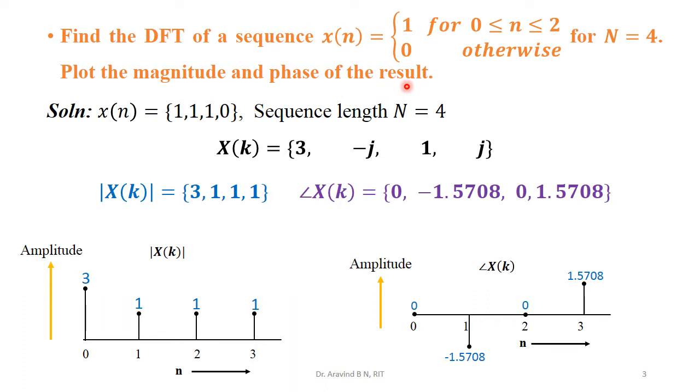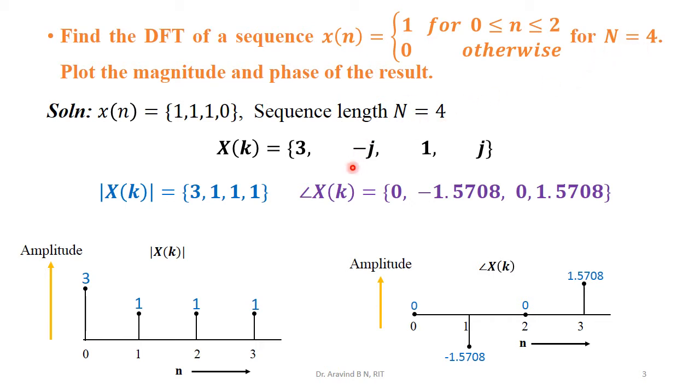Let us first identify the sequence. The sequence will have the value 1 for n value 0 to 2. That means the first three values of x of n will take the value 1. In continuation it will take 0. The total number of values will be equal to 4. Therefore the sequence x of n will become 1 1 1 0, and the sequence length n is equal to 4. This n is equal to 4 is given in the question itself.